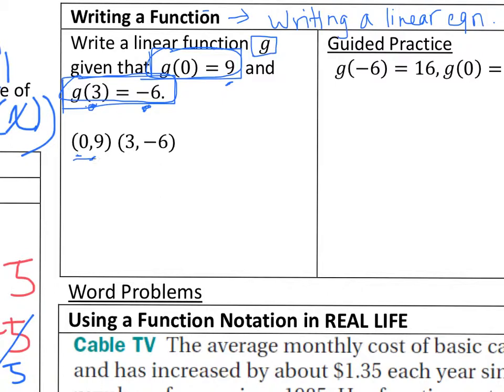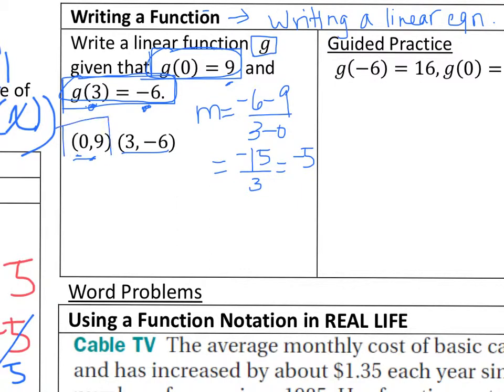Now we have 2 points. And this goes back to 8.5. When you're given 2 points, you can find the slope. Negative 6 minus 9 over 3 minus 0. Difference of y over difference of x. Then you get negative 15 over 3. And your slope will be negative 5. And notice here I have a y-intercept of 9. So b equals 9. So now I have two important pieces of information. I could use the slope-intercept form again.